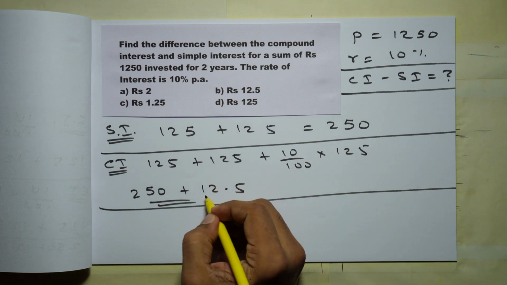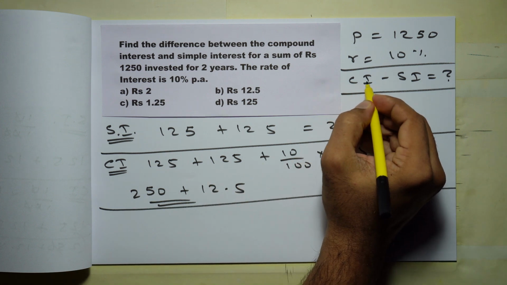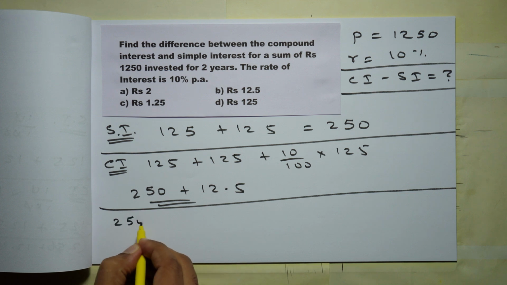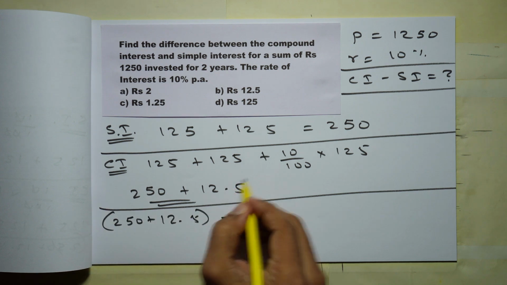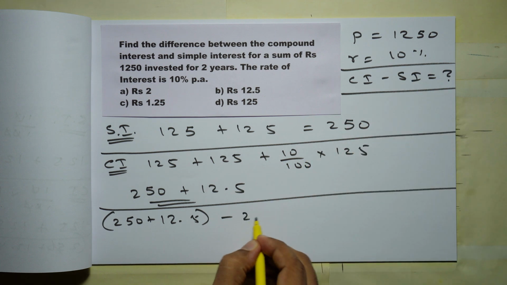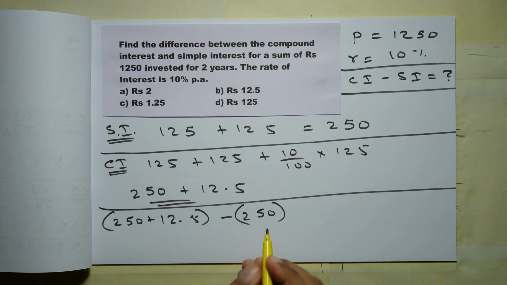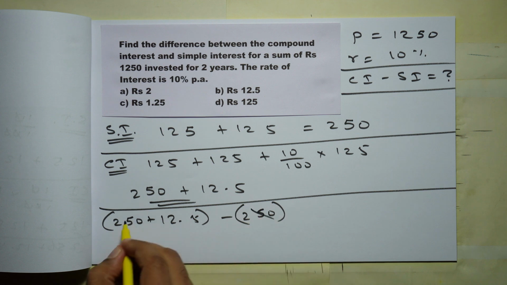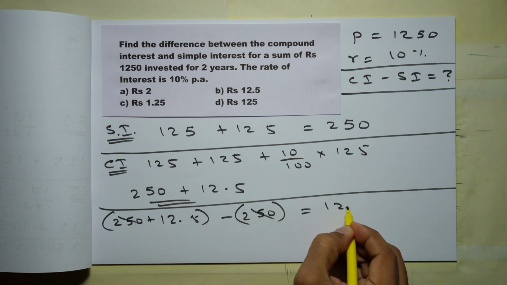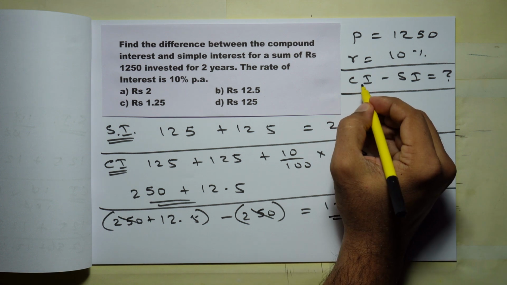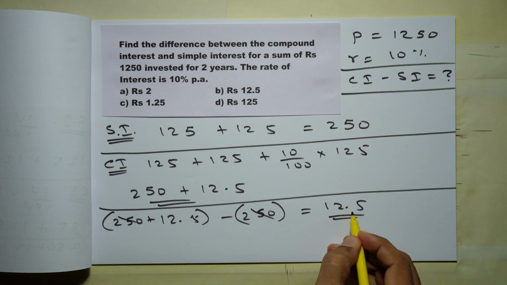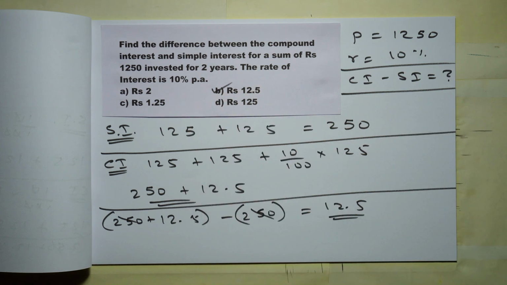And this difference, that is what we need to find out. Compound interest for 2 years is 250 plus 12.5 minus simple interest for 2 years, that is 250. So 250 minus 250 they will cancel out, so that will be rupees 12.5. That is 12 rupees 50 paise. That is the difference between compound interest for 2 years and simple interest for 2 years. That is rupees 12.5, option B.